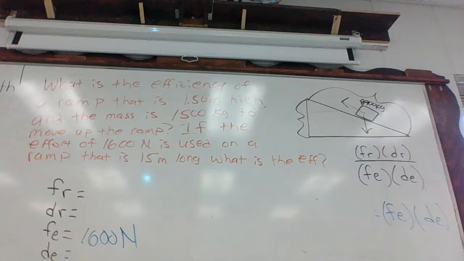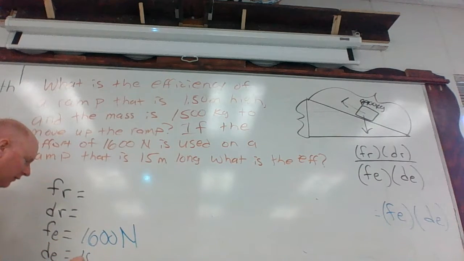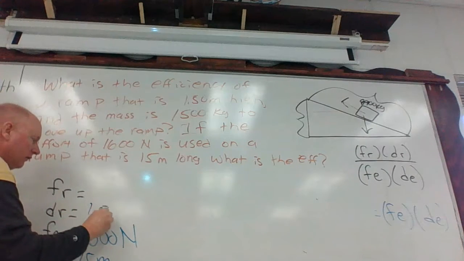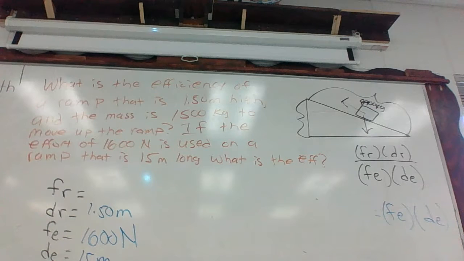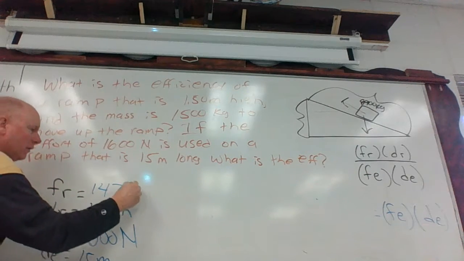What else? So how long are they? Oh, I'm sorry. You say effort or distance? Long is DE. So this is your effort distance, 15. Okay. So how high is that ramp? That's DR, so that's 1.50. So how did you get that? Okay. So 1,500 times 9.8 gives you what? 14,700. Okay.